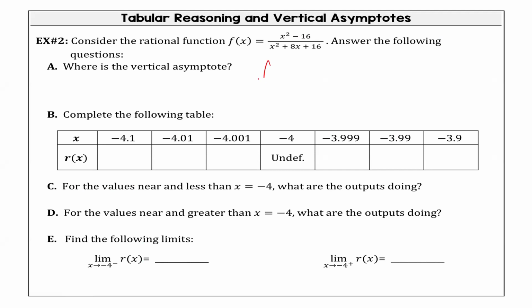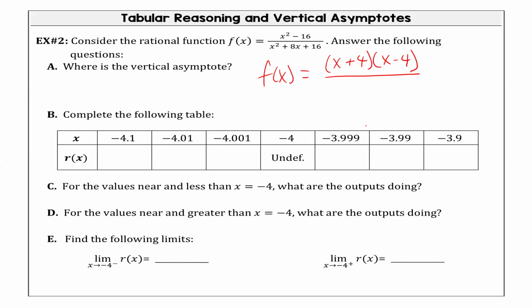Just got to factor. So in the numerator, what does that become? What multiplies to give me -16, but adds to give me 0? There's nothing in the middle. A +4 and a negative 4.